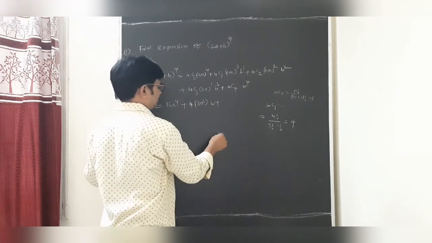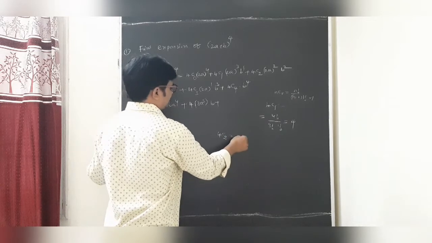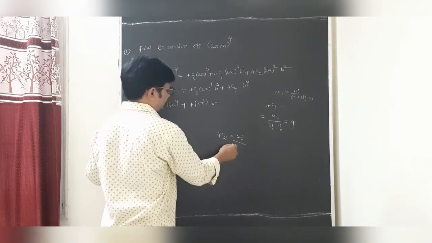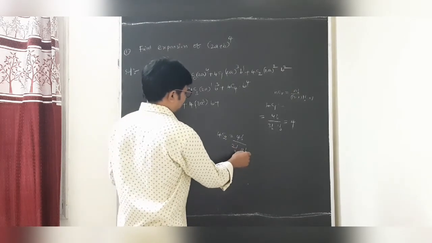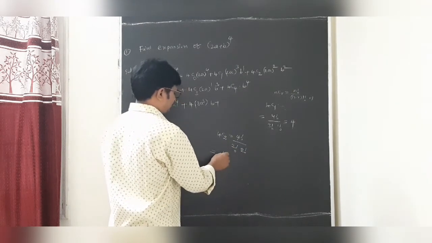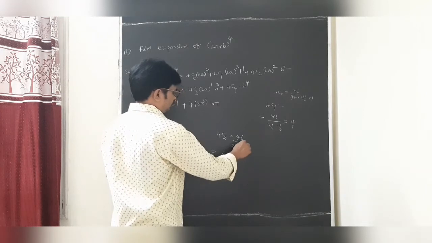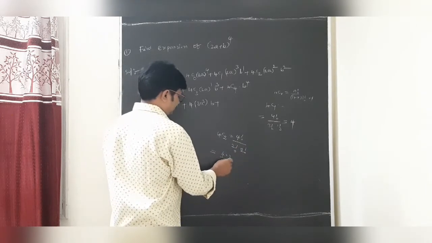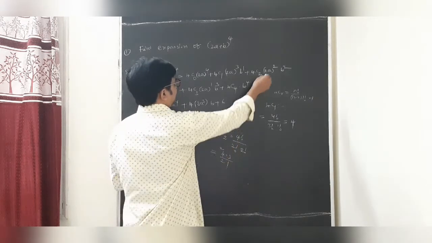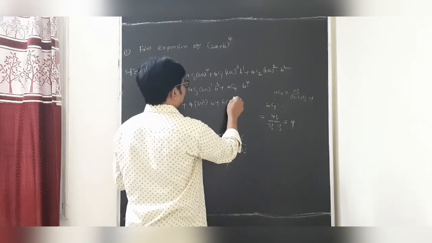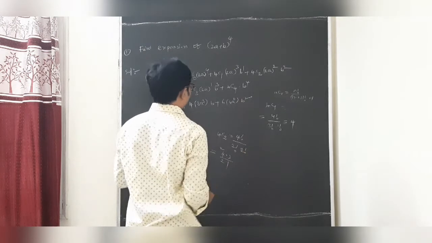After that 4C2. My dear students, 4 factorial by (4 minus 2) factorial, that is 2 factorial into 2 factorial. So 4 into 3, 2 factorial cancel, 2 into 1, 2 twos are... this is 6. 6 into 4a square into b square.